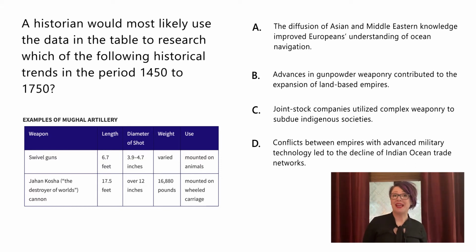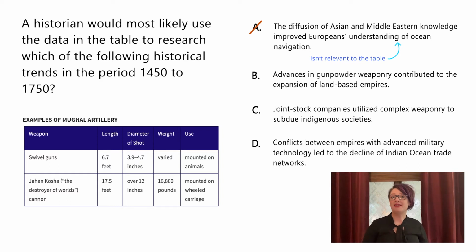Choice A is a true statement. The diffusion of Asian and Middle Eastern knowledge really did help European understanding of ocean navigation during this time period, except the table doesn't address that. And so it's not really relevant to this question. A historian isn't going to use any data in the table to research that, so we can eliminate A.